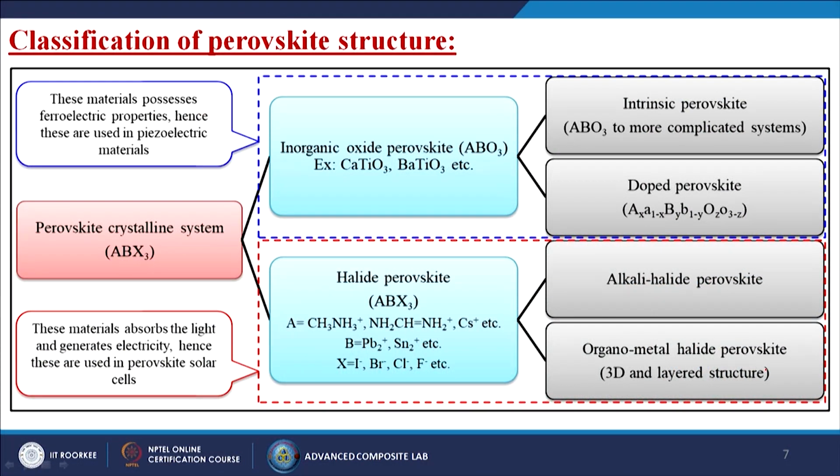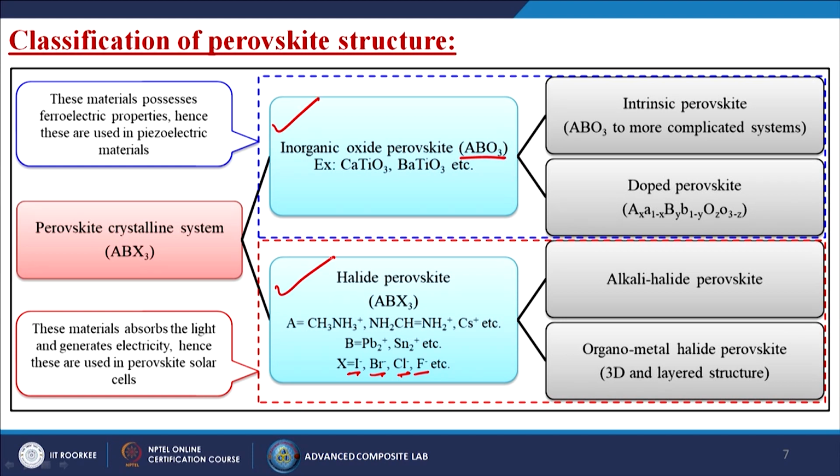Now, come to the classification of perovskite structures. As I told already, the common perovskite structure is ABX3. When we talk about perovskite crystalline systems, basically they are divided into two parts. One is called the inorganic oxide perovskite, where the basic formula is ABO3. Another one is called the halide perovskite, as I told already. In place of X, different halide groups will come, like iodine, bromine, chlorine, fluorine.